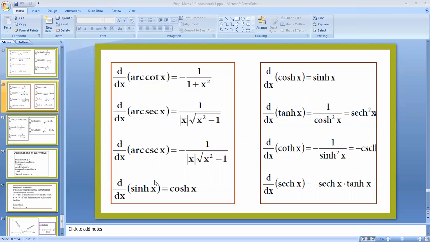So you know here e raised to x is what? Cos hyperbolic of x plus sin hyperbolic of x, and e raised to minus x is what? Cos hyperbolic of x minus sin hyperbolic of x. And if you are adding them, you get the formula for cos hyperbolic of x, which is e raised to x plus e raised to minus x upon 2. And then sin hyperbolic of x is e raised to x minus e raised to minus x upon 2.